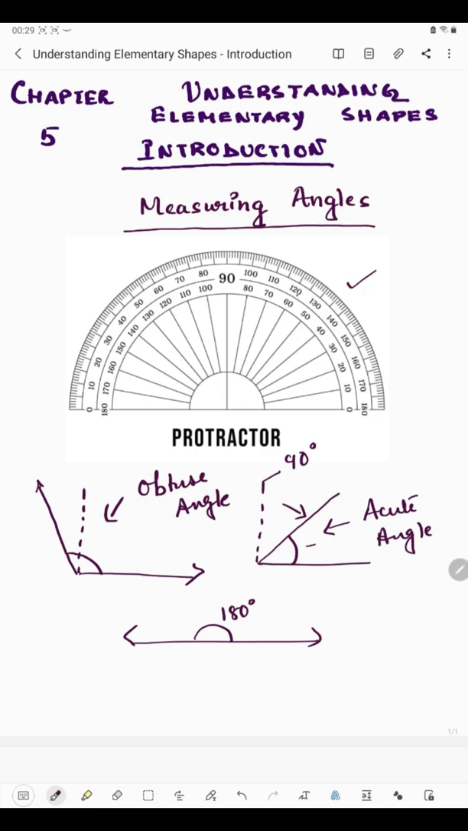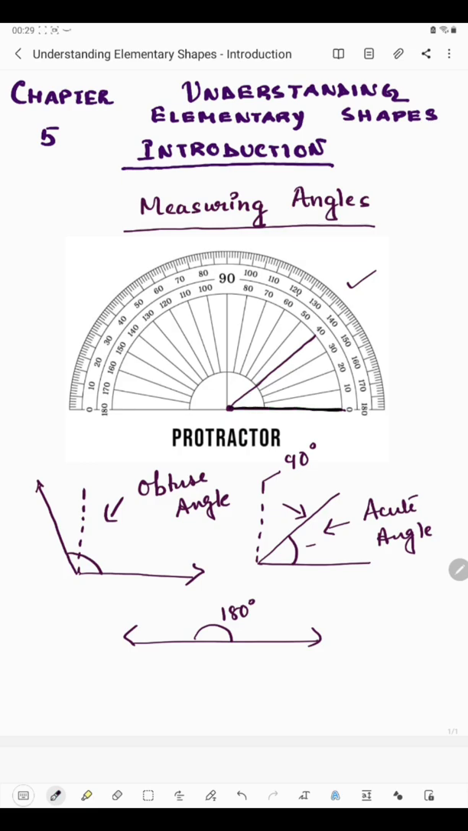Suppose we have this angle, okay? So what is step 1? Step number 1 is we will have to place the protractor. Where do we have to place the protractor? Here is the center of the protractor, and this center you will have to place on the vertex of the angle. So this is the vertex of the angle, so here you will have to place the protractor.